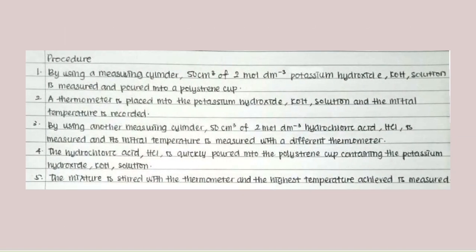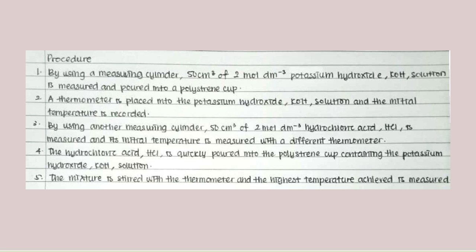Question 7. Procedure. 1. By using a measuring cylinder, 50 cm³ of 2 mol dm⁻³ potassium hydroxide, KOH, solution is measured and poured into a polystyrene cup. 2. A thermometer is placed into the potassium hydroxide, KOH, solution and the initial temperature is recorded. 3. By using another measuring cylinder, 50 cm³ of 2 mol dm⁻³ hydrochloric acid, HCl, is measured and its initial temperature is measured with a different thermometer.